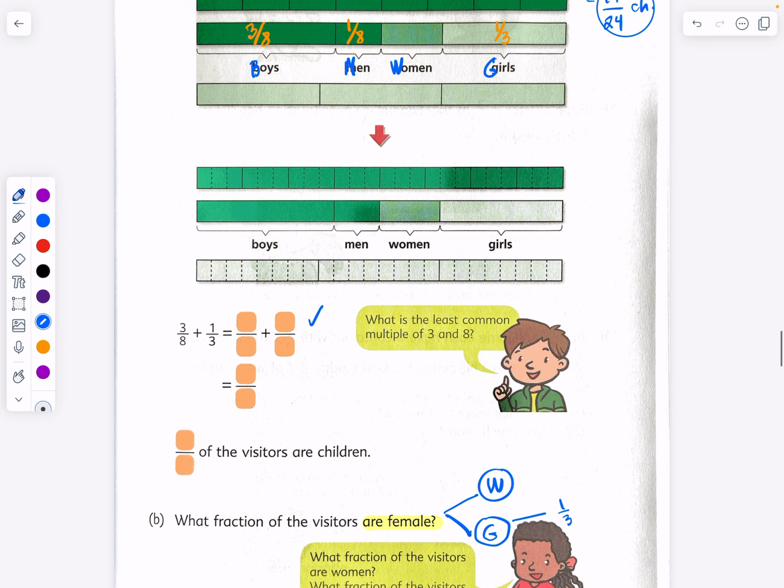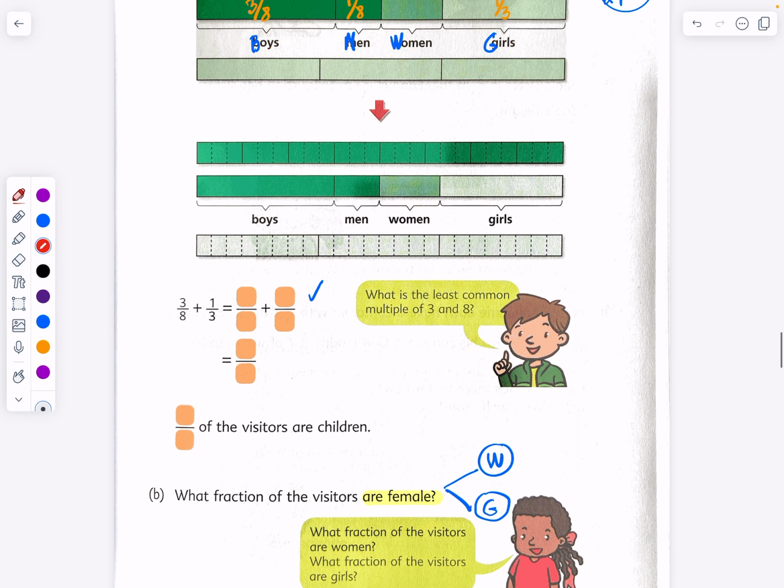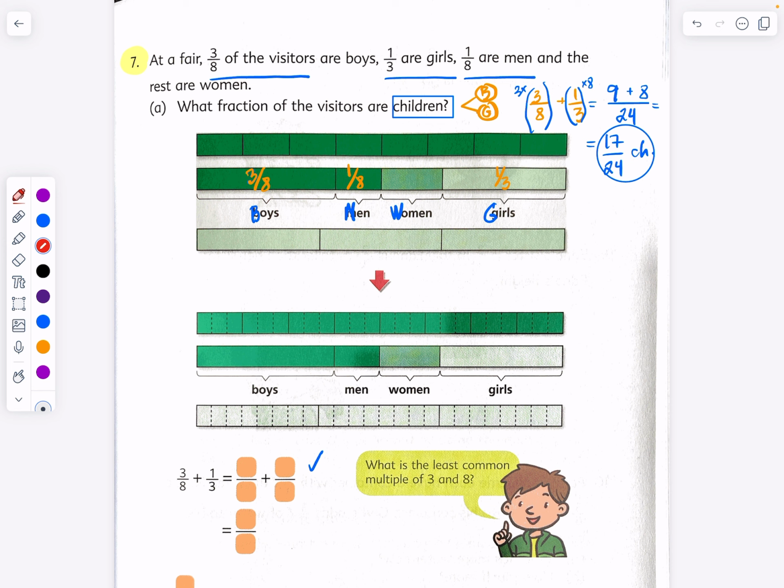There are multiple ways to go about it. Actually, another strategy would be, let me erase this model. Yes, we can find out women, we can find out girls and add those two parts together. Or alternatively, we can say, look, we have women and girls in this section, right? Those are our females. So everything, 3/8 minus 1/8, right?